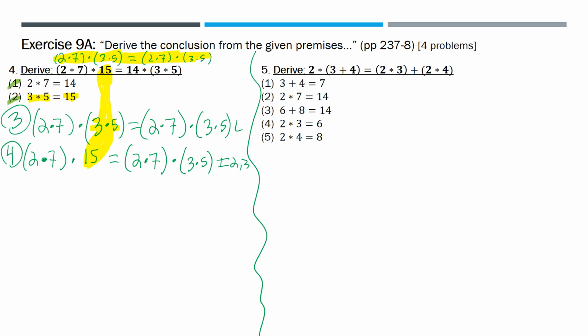Now look at line 4. Here we have this 2 times 7. For the conclusion, we want a 14 there. And notice, of course, that line 1 tells us that 2 times 7 is 14. So for line 5, we can say that 2 times 7 times 15 is equal to 14 times 3 times 5. And this is the identity rule with lines 1 and 4.